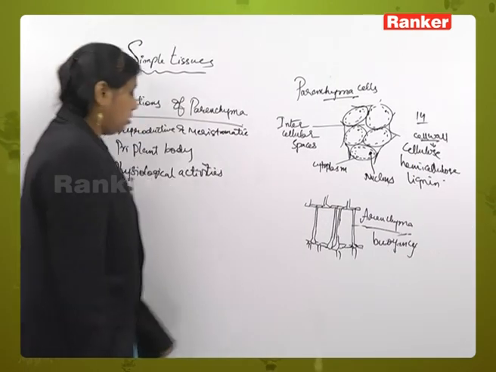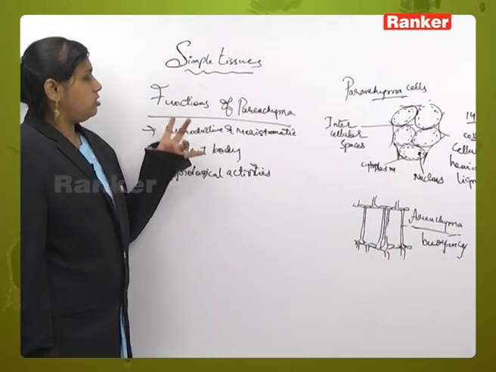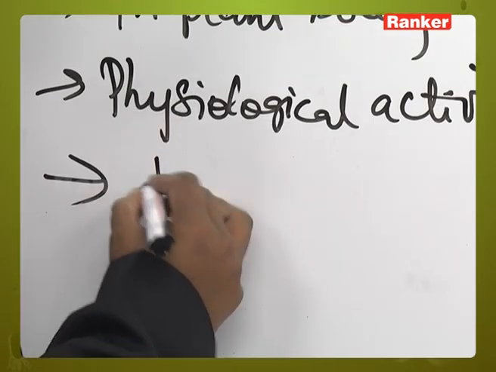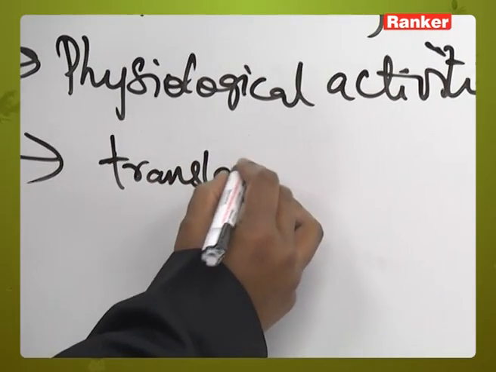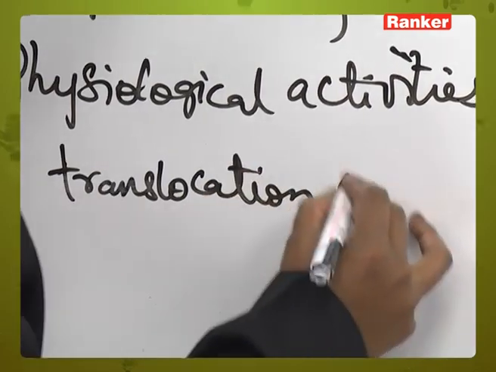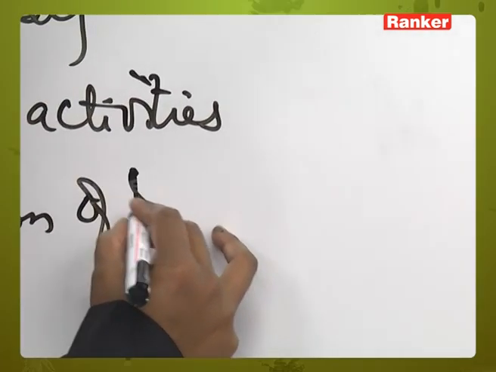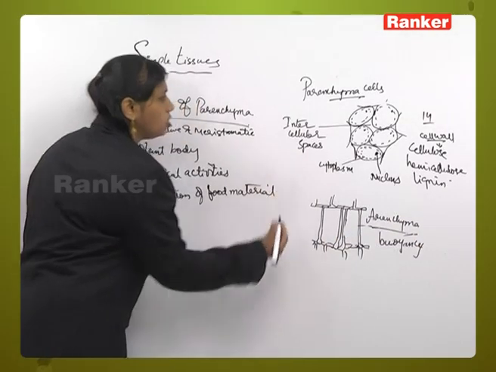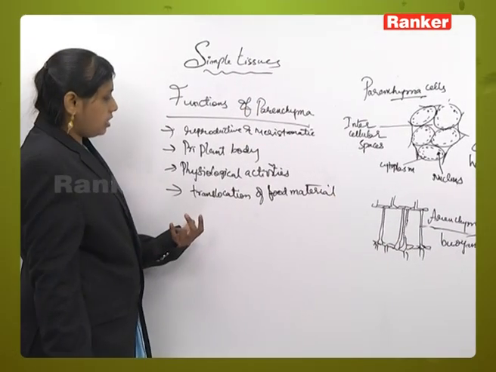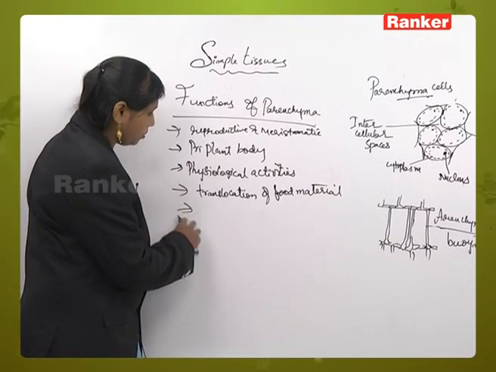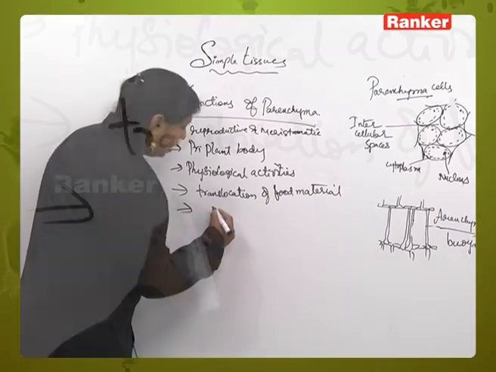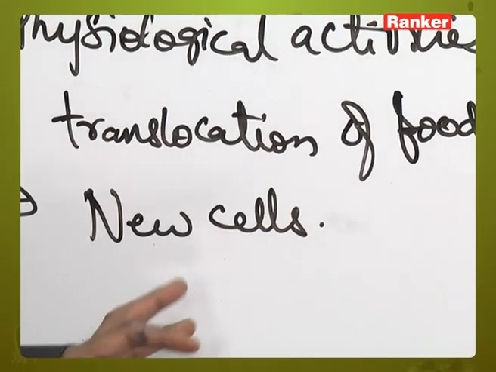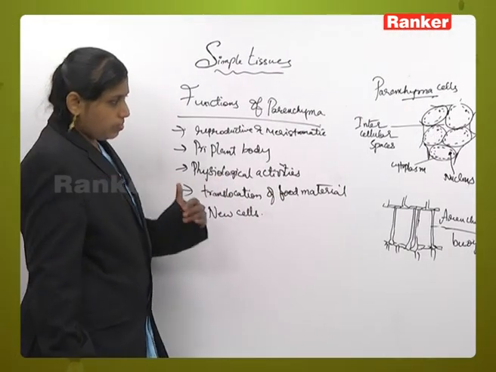Parenchyma is also useful for the storage and translocation of the food material. And a basic function of the parenchyma cells is the formation of new cells in the plant body, meaning meristematic division is occurring.